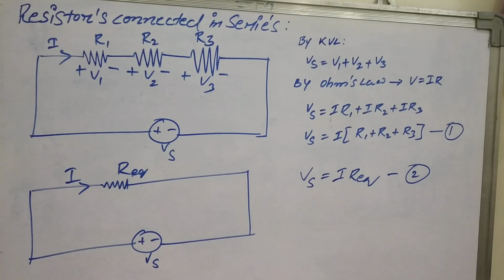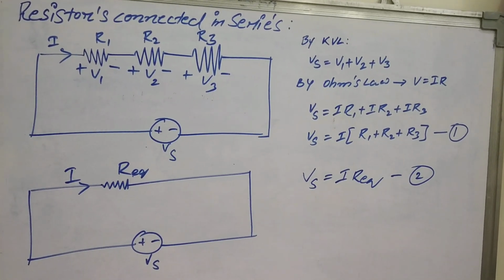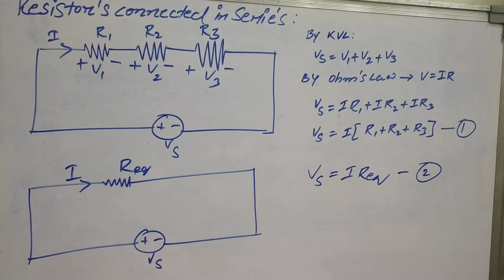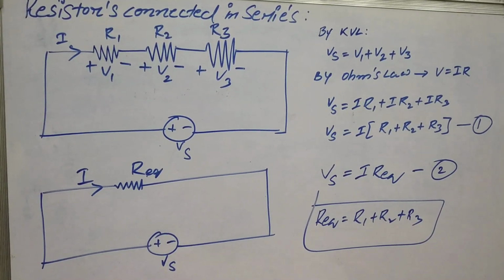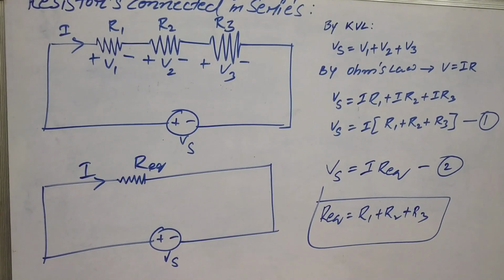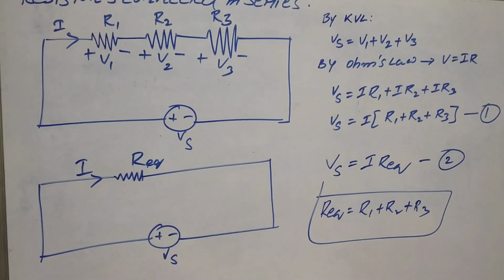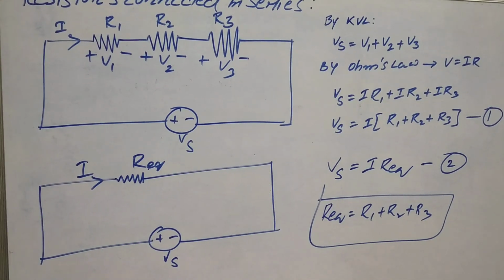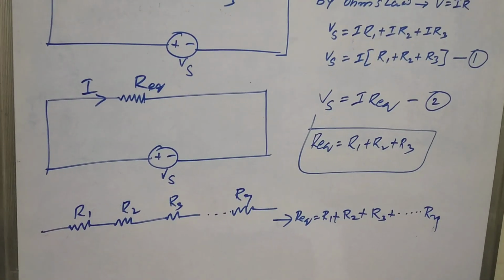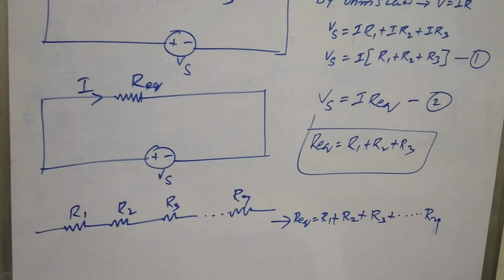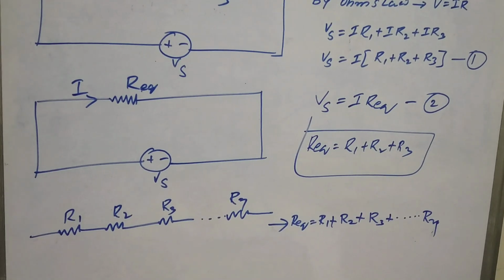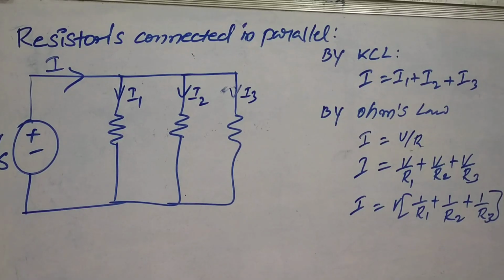Now compare 1 and 2. By comparing 1 and 2, we can write R equivalent equal to R1 plus R2 plus R3. So this is the equivalent resistance when three resistors are connected in series. Similarly, if n resistors are connected in series, then R equivalent becomes R1 plus R2 plus R3 up to Rn.